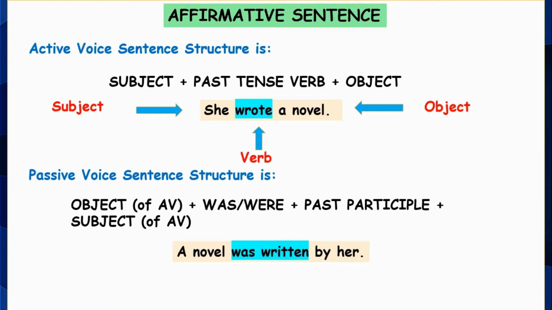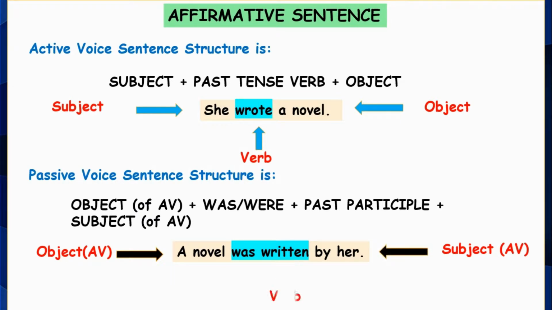Look at this sentence. A novel was written by her. Okay, so a novel, object of active voice, has become the subject of passive voice. Okay, and was written is V3 and was is auxiliary verb. Okay, and her is the subject. You understand that? Okay, we treat it as the object of passive voice. Okay, that's why it is her, not she. Don't get confused. It's very simple. Only thing is that you should be focused. That's it.